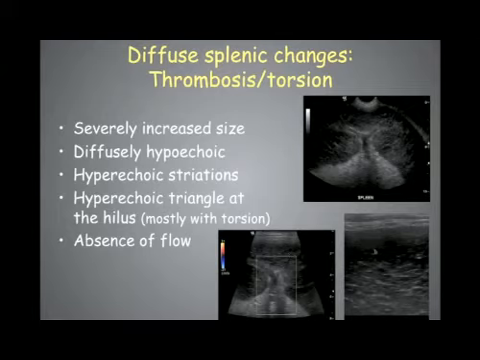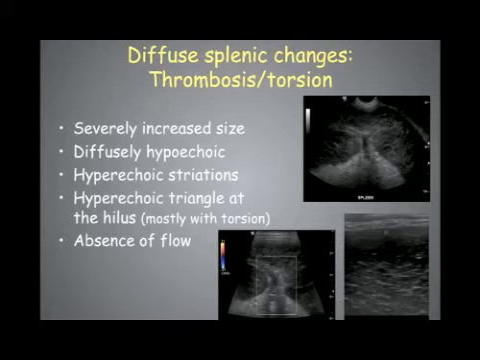In fact, that's what we call with ultrasound the dark sky with stars. It means that it's a very dark parenchyma with hyperechoic spots or striations that are representing the walls of the vessels, and this is very typical of splenic torsion and thrombosis also.